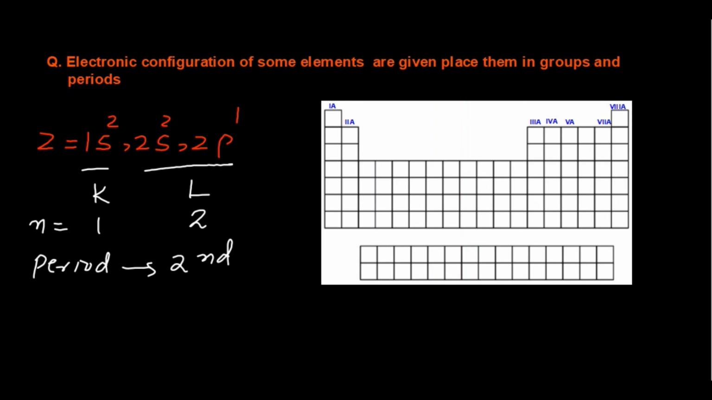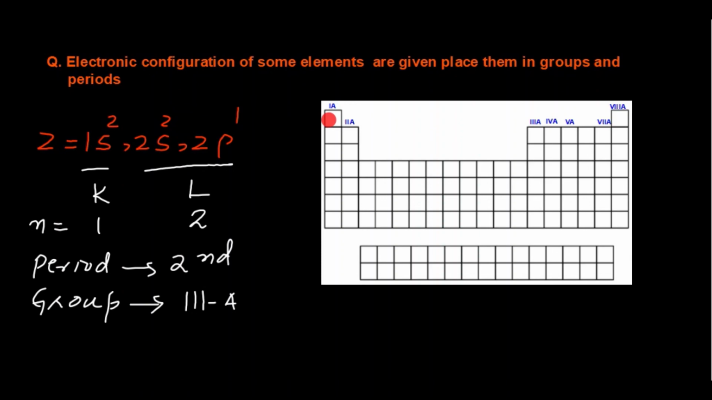Now we will find the group number of this element. We will find the total number of electrons which are present in the valence shell. L is the valence shell. Total electrons: 2 plus 1 is equal to 3. 3 electrons are present in the valence shell, which shows that this element belongs to group 3A. So we write here its group. This element belongs to group 3A.